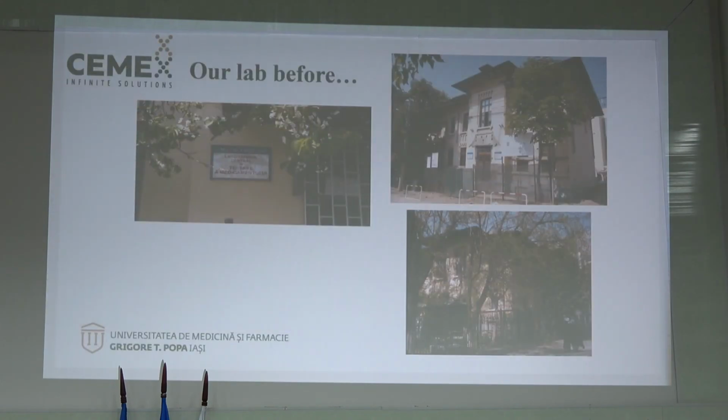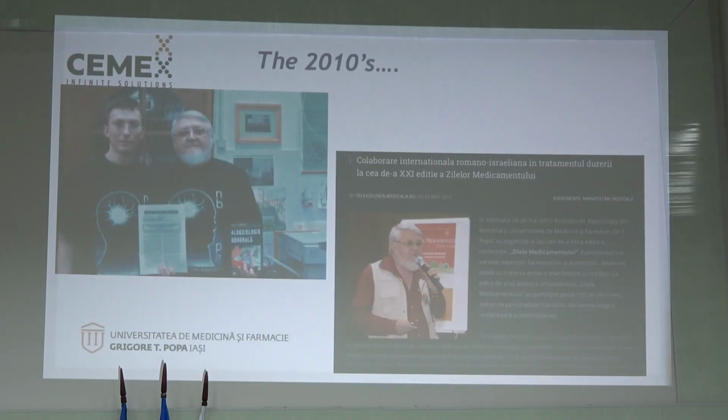How was the lab before? This is how it was. It was a historical building, around 200 square meters. And in the 50s, it was used as a housing facility for foreign students. This is me with my Professor Mungiu, back in the 2010s, when I was dreaming of building a new lab, a better, much more equipped one.